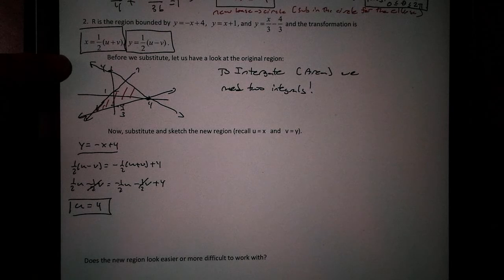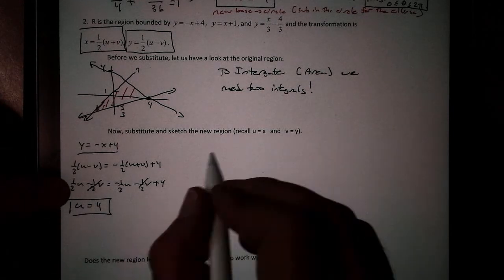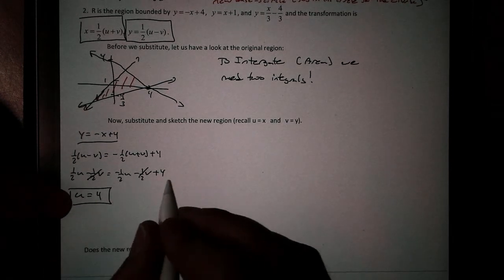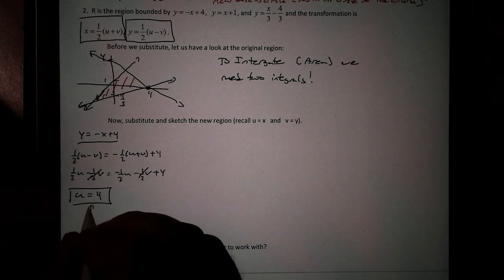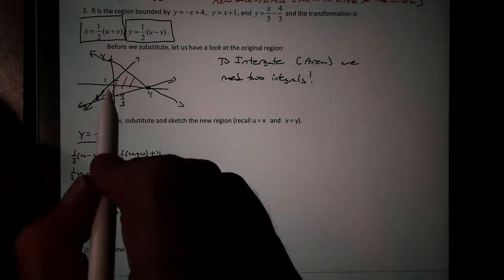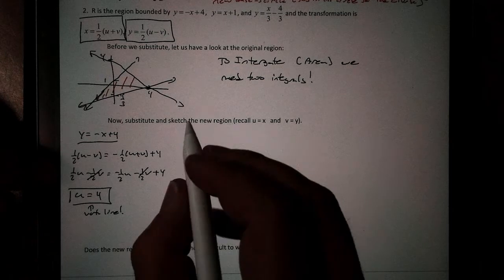Oh, that's much easier already, because remember, u is my x. U is x. All right, so u is just 4, so that's like a vertical line. Already, I know this is going to be a little bit easier than dealing with slanted lines. So let's do the next one.